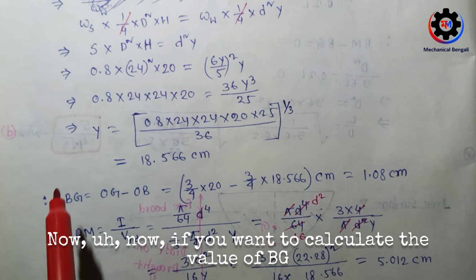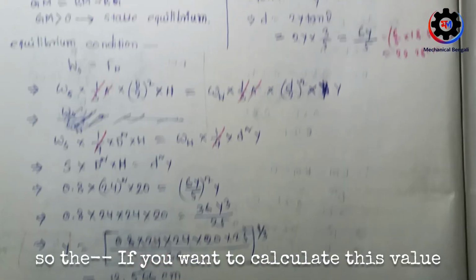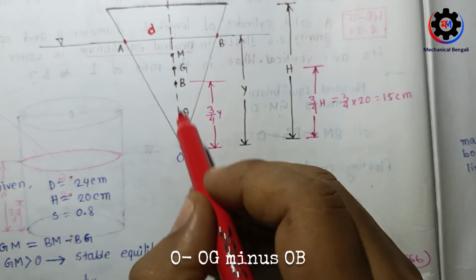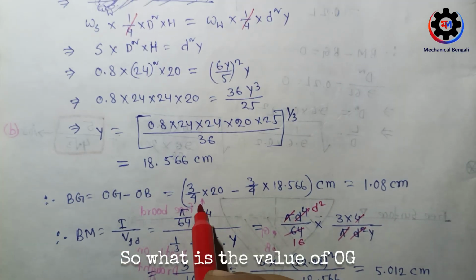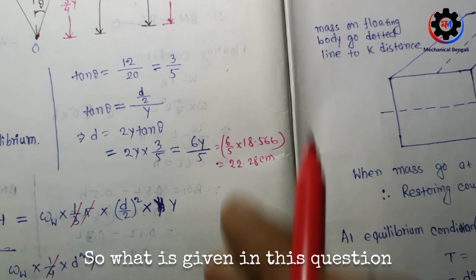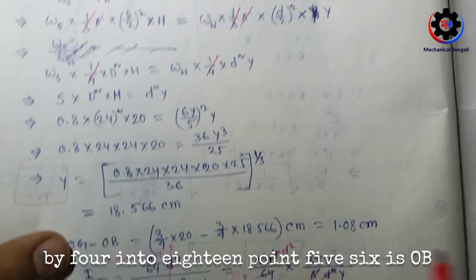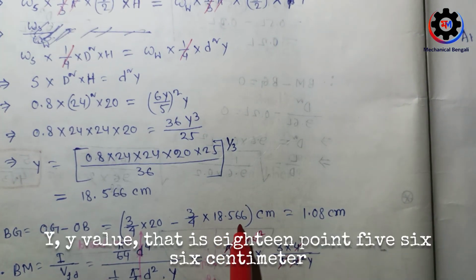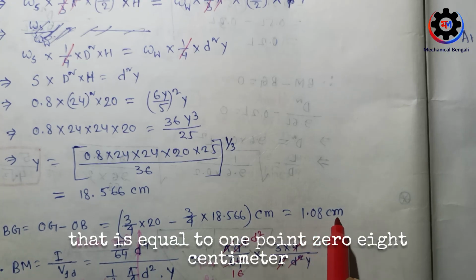Now if you want to calculate the value of BG, that is OG minus OB. What is the value of OG? That is 3 by 4 into 20. And OB is 3 by 4 into y, with y value 18.566 centimeter. So 3 by 4 into 20 minus 3 by 4 into 18.566. From here you can get the value of BG, that is equal to 1.08 centimeter.